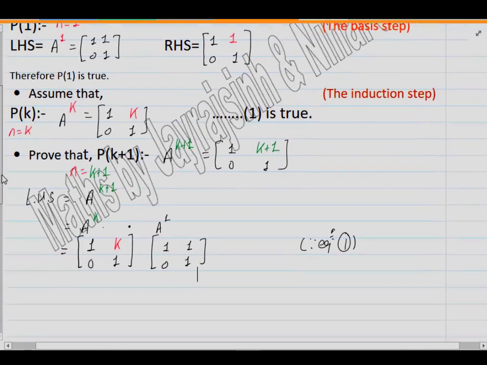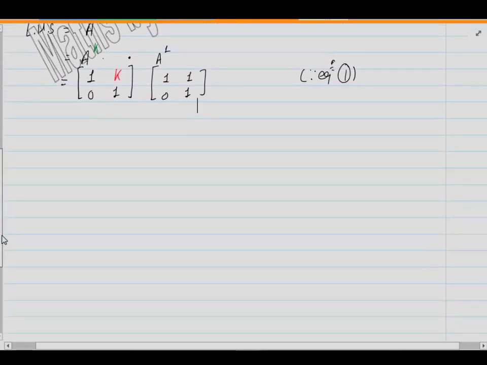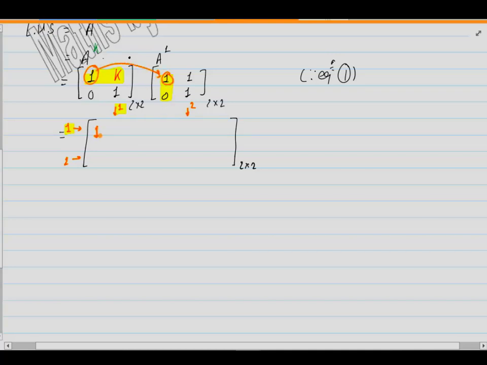Now we just have to simplify. Let's do the matrix multiplication to get our answer. Here we have a 2 cross 2 matrix, so our resultant matrix will also have the order of 2 cross 2, 2 rows and 2 columns. The first element, in first row first column, will be obtained by selecting the first row and first column and multiplying corresponding terms. So here 1 into 1 gives us 1, and k into 0 will give us 0. Similarly, the second element will be 1 plus k.